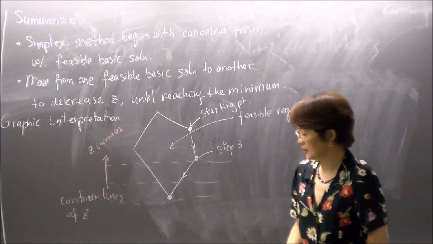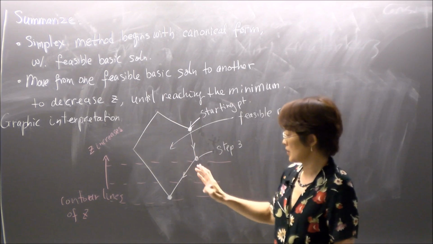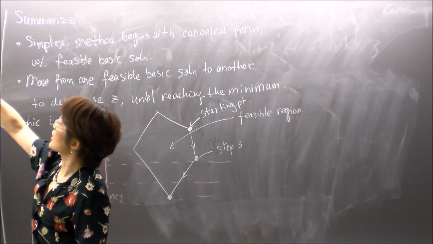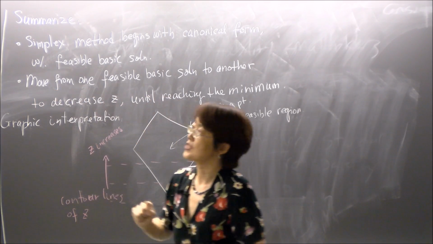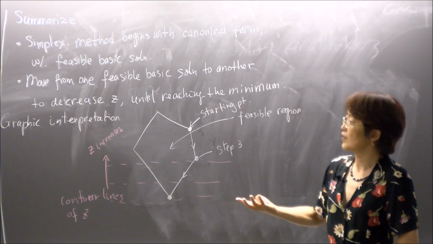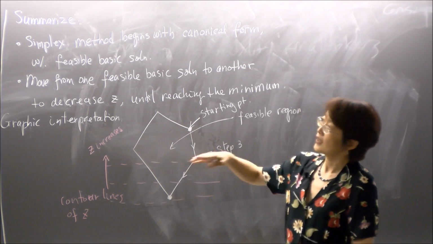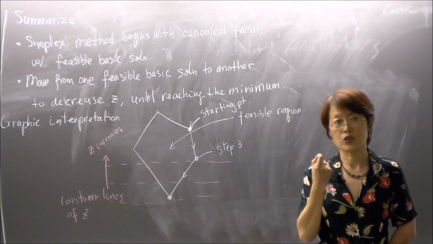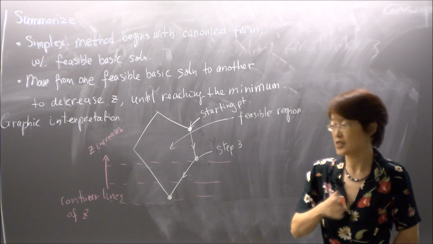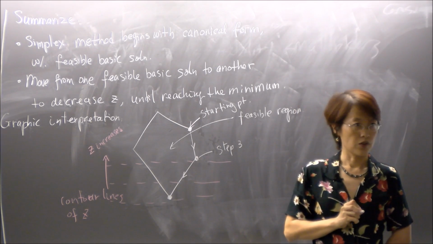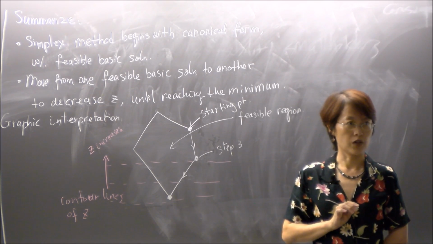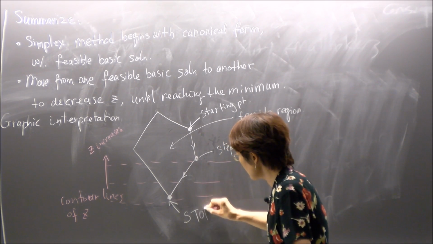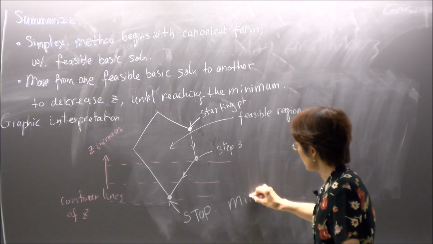So if you are here, you check all neighbor points, meaning you check if I switch any of these into my basic variable to see if z can be further decreased, and you find out that if I move here or move here, z will increase. All of my neighboring corners will actually make the z value increase. So you stop, you finish your algorithm here. That's where the algorithm is terminated. You stop here because you have reached the minimum.